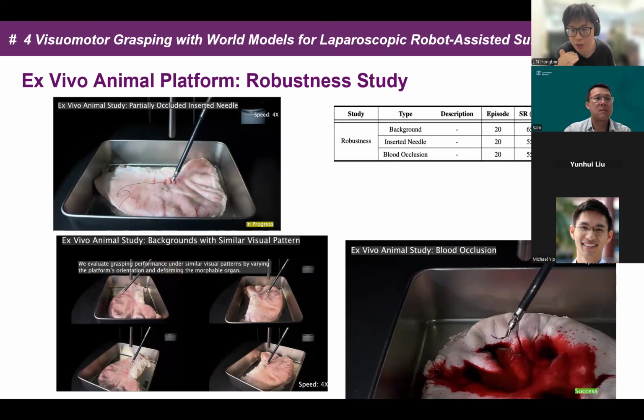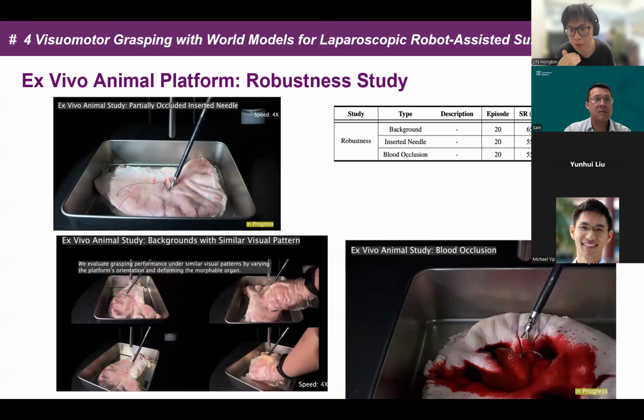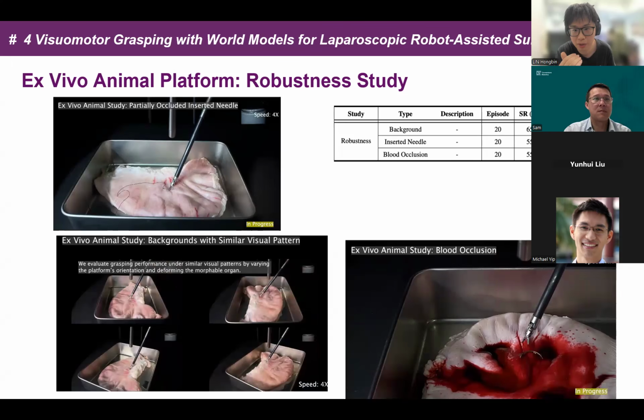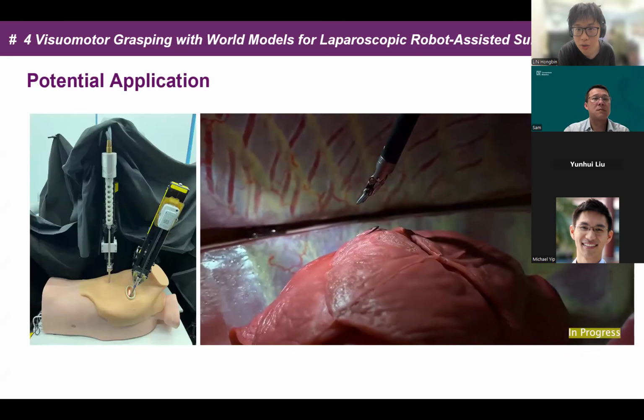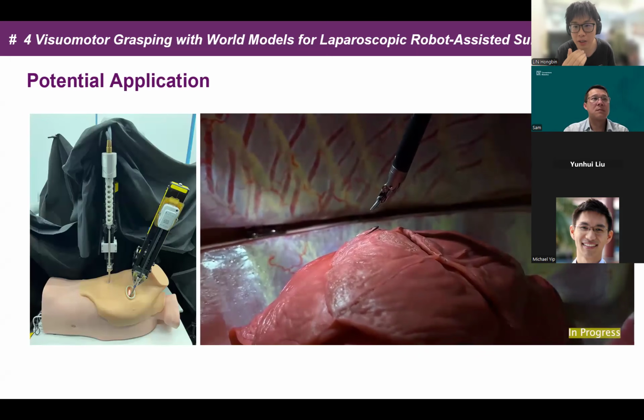Our controller achieved a 58.3% success rate for the robustness study. Among these, the controller shows no performance degradation under the background disturbance. For the other two disturbances, we see a moderate degradation of a 10% drop. We also qualitatively evaluate our controller in a human phantom, which showcases the potential application in the in vivo setting.